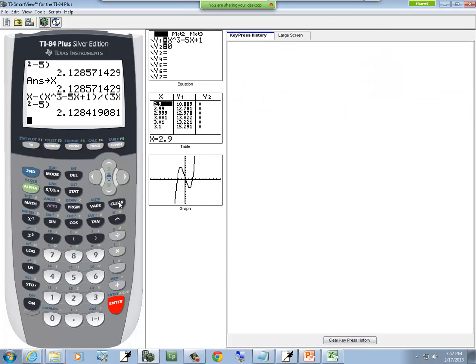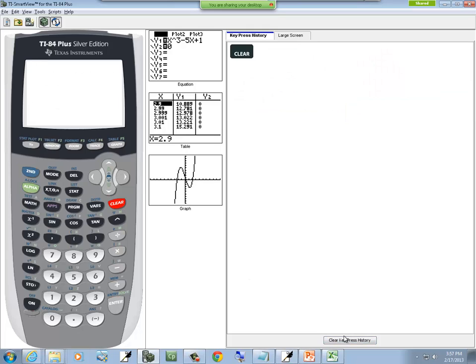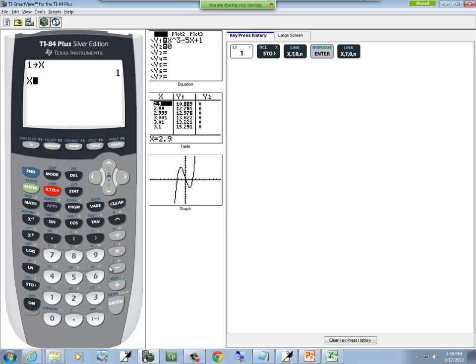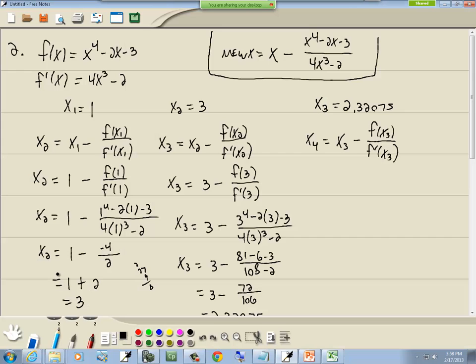Okay. Remember our guess was 1, wasn't it? So first I'll do 1 and press store, and then I'll store that in X and press enter. Now we're going to type in this formula right here. So we got X minus beginning parentheses on the top part, and we got X to the 4th. So I do X caret 4 minus 2X.